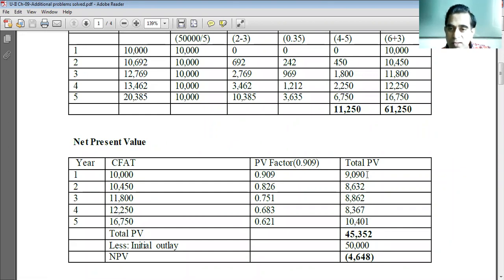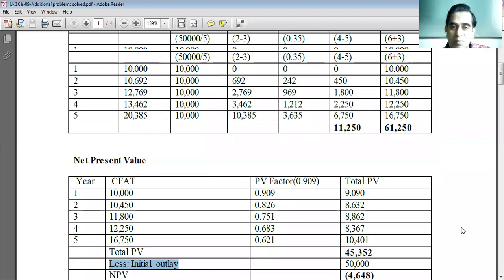So once you total all these present values for years 1, 2, 3, 4 and 5, the total present value is 45,352 rupees. So now we have the total present value. To find the net present value, you simply deduct the initial cash outlay or investment amount.